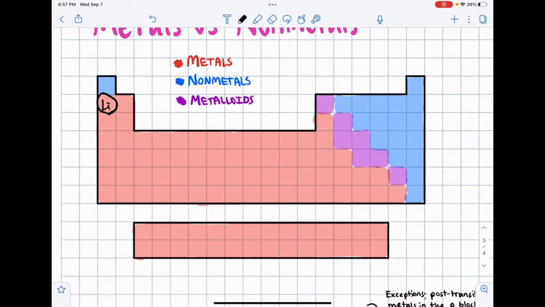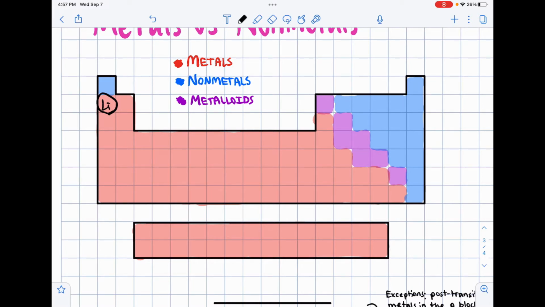But lithium has 1 valence electron. If it loses 1 valence electron, it will have a full valence shell. Also, if it gains 7 electrons, so if we gain 1, 2, 3, 4, 5, 6, 7 electrons, then we get to also a full valence shell. What's easier, losing 1 or getting 7?